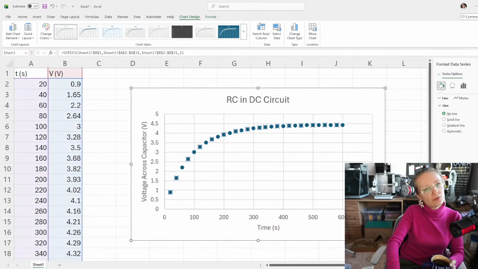I don't know if I can do that in... Can I put a log? Okay, so add trend line.